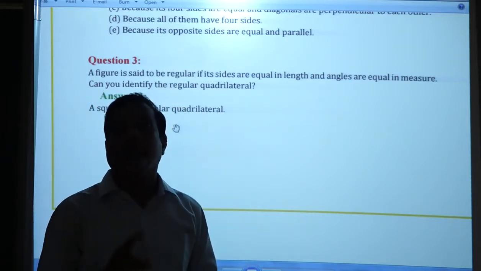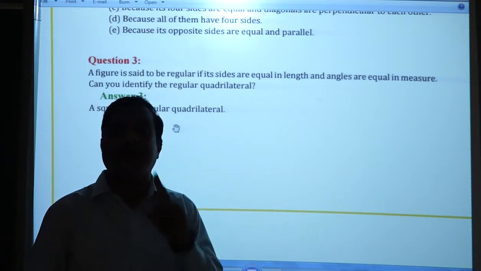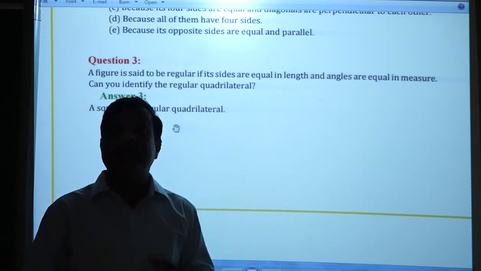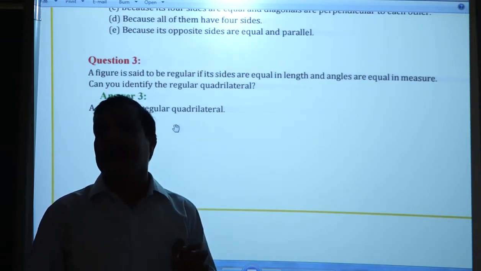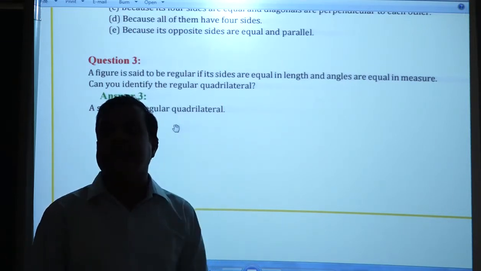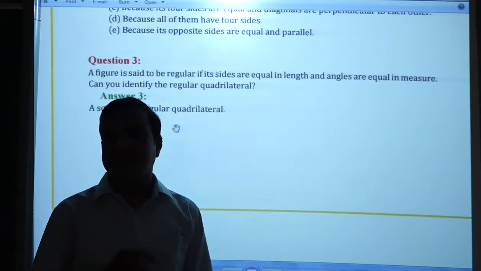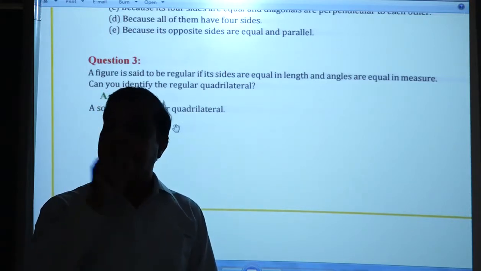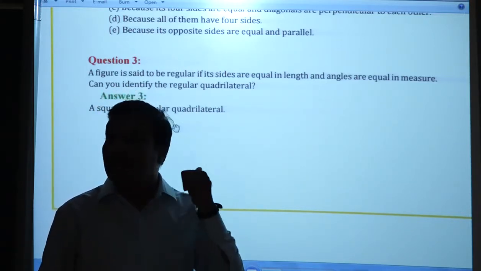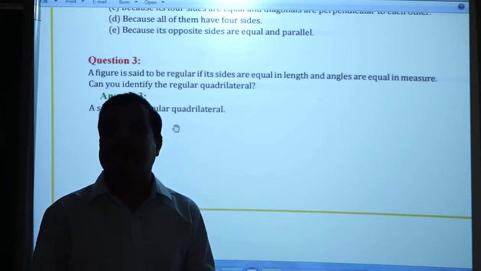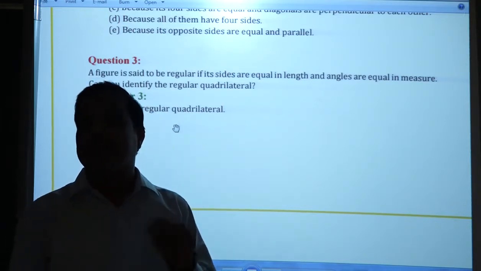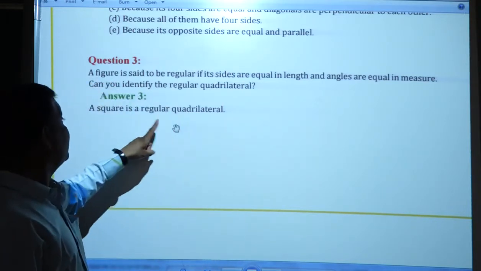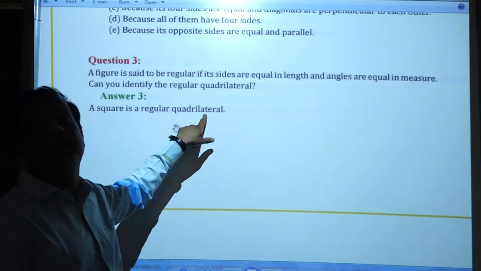In quadrilaterals, which one is a regular figure? Square is a regular figure. In triangles, which one is a regular triangle? An equilateral triangle is a regular figure because three sides are equal and three angles are equal. And in quadrilaterals, square is a regular figure because all four sides and four angles are equal. So square is a regular quadrilateral.